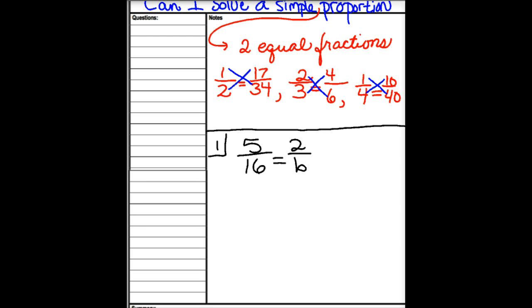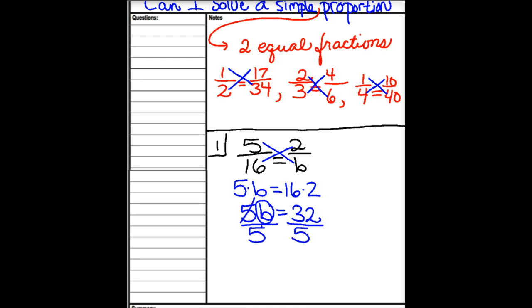So I set up an equation. I say 5 times b is equal to 16 times 2. What that means is 5b is equal to 32. The opposite of multiplying by 5 is to divide by 5.